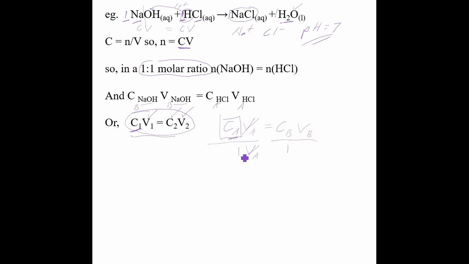But the rule is whatever you do to one side, you need to do to the other side. So if I divide the left-hand side by VA, I need to divide the other side by VA. Now I got rid of everything on the left-hand side except what I'm looking for, the concentration of the acid. What is it equal to? The concentration of the base times the volume of the base divided by the volume of the acid.